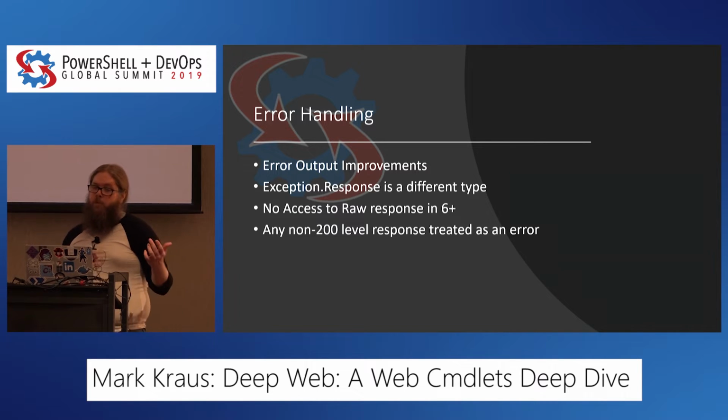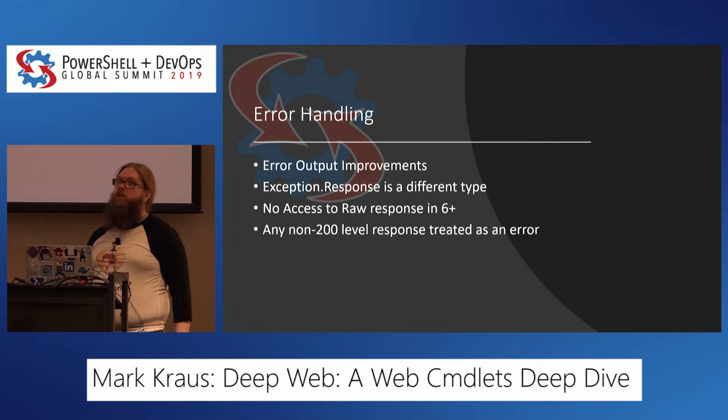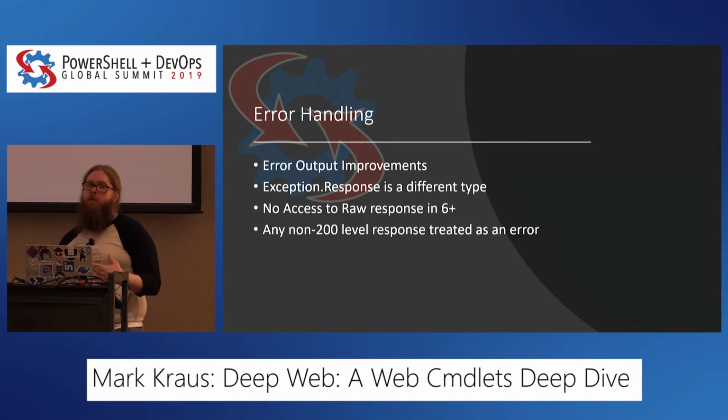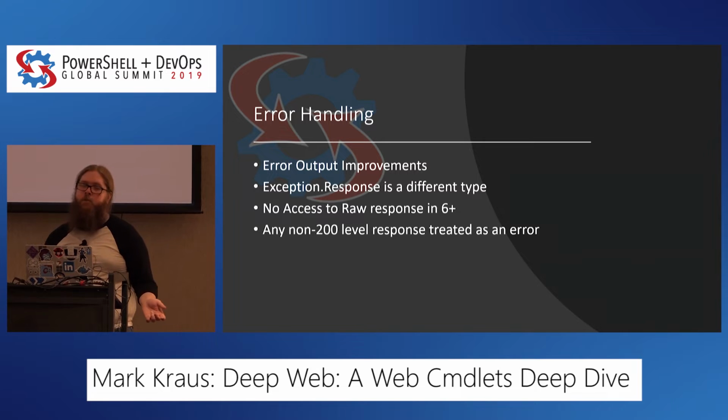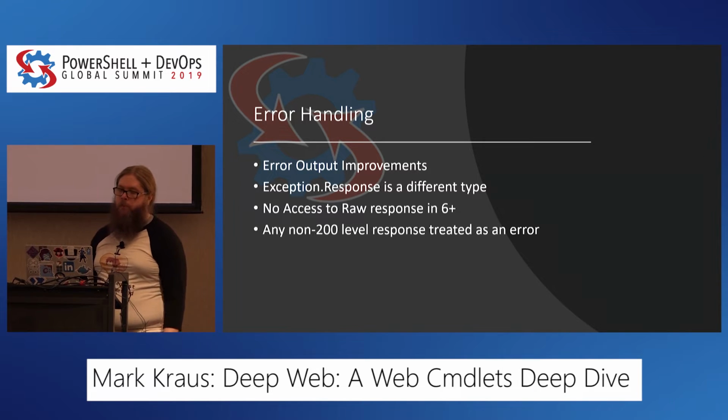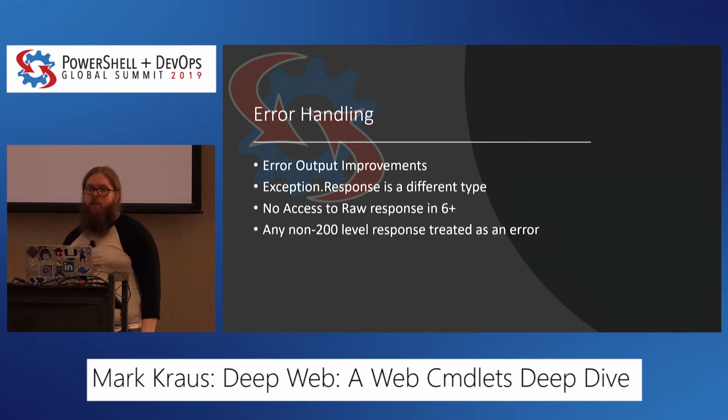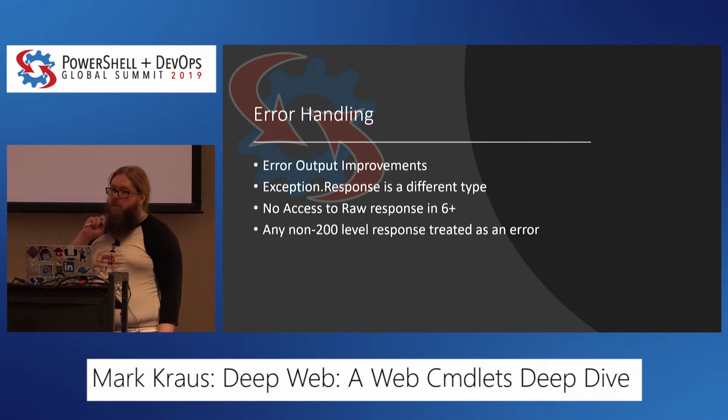The exception response is just like the base response, so that's what gets returned from the .NET API. And again, we're using HTTP client now instead of web requests, so they return different types, which means things are completely different. There's no access to the raw response in 6+.